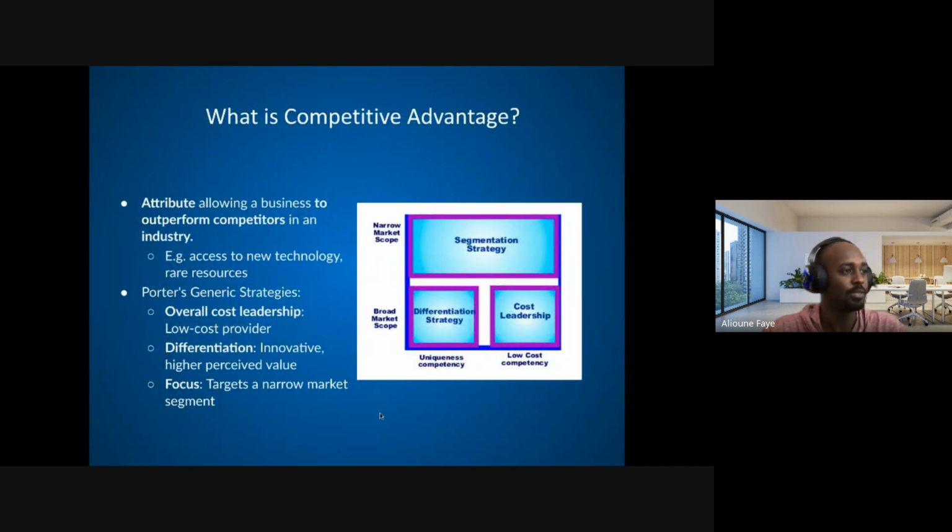Anyways, as far as competitive advantage is concerned, the definition is here. It's an attribute that allows the business to outperform. How do you become competitive? It's kind of self-explanatory, because it's competitive advantage, right? Some examples are if you have a newer technology or a rare resource.